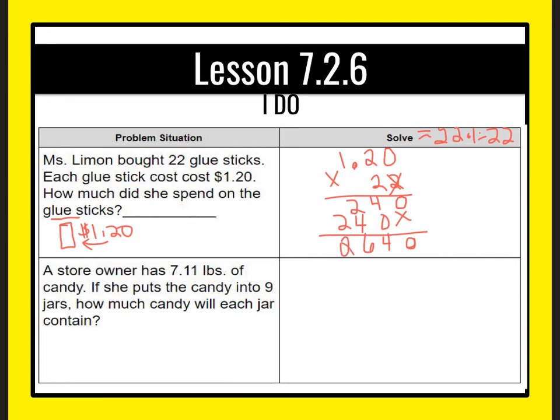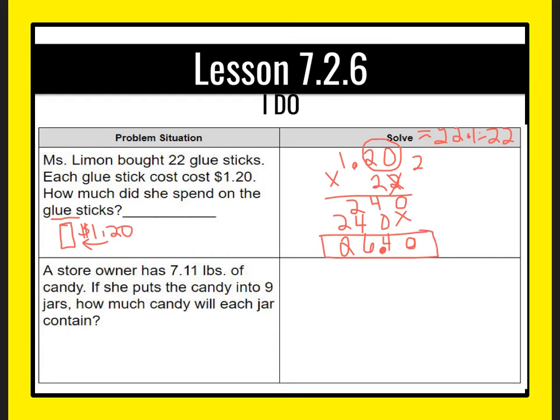So that also helps me determine that my decimal value is going to have to go right here. Again, how many decimals are in the factor? There's 2. So you should have moved 2 places to the left. All right, let's go ahead and go to the next problem.